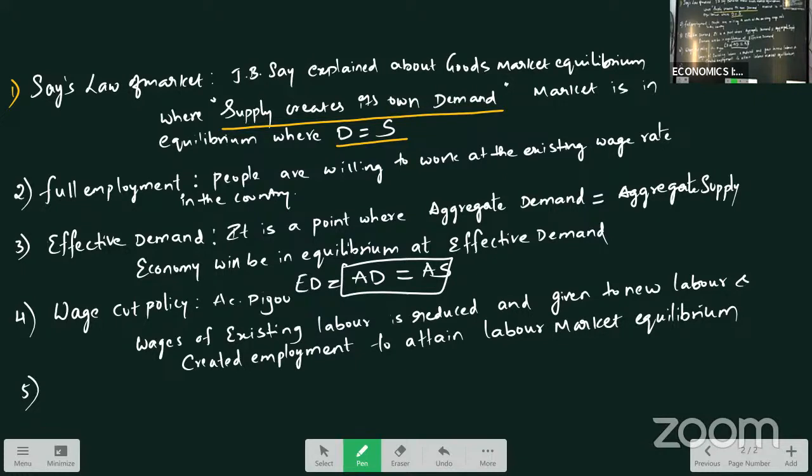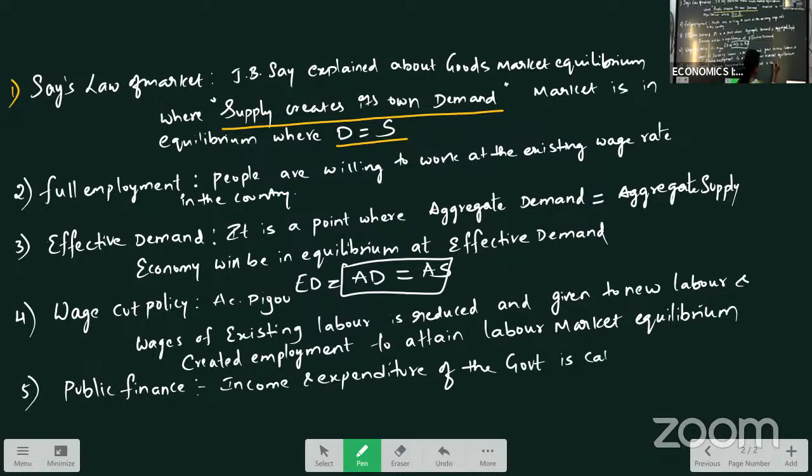We have studied public finance, public expenditure, public debt and all those things already. Capital levy also we have just discussed. Next we will study federal finance. Now you can revise public finance. What is public finance? Income and expenditure of the government is called public finance.